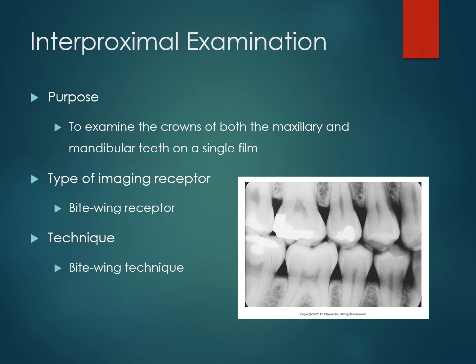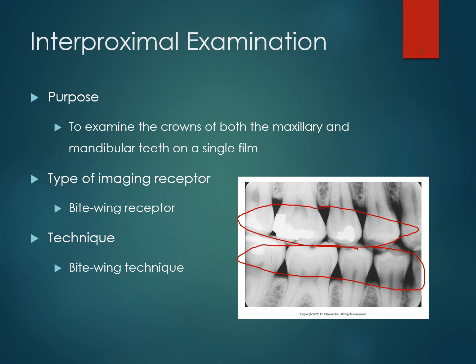All right, and so then next is the interproximal examination. And when we say interproximal, we mean bite wings. We're taking bite wing x-rays here. And so the main area that we must capture on this radiograph is both the crowns of the maxillary arch and the mandibular arch. We want both of these teeth completely in the film.